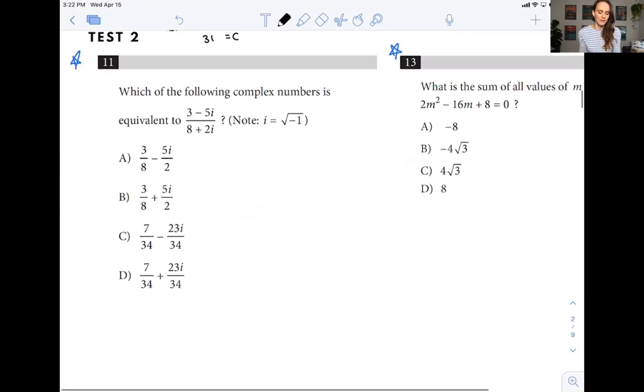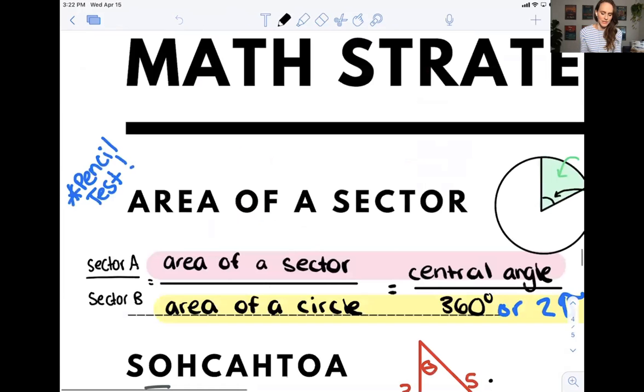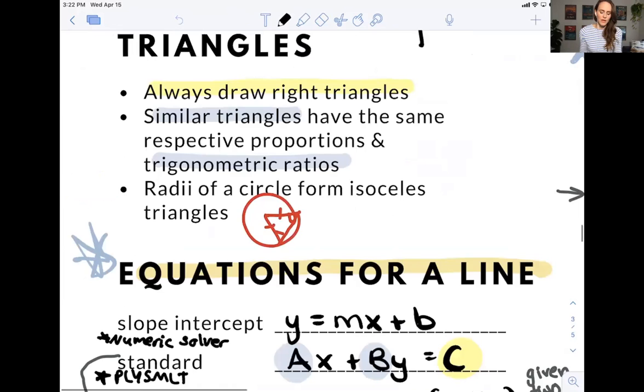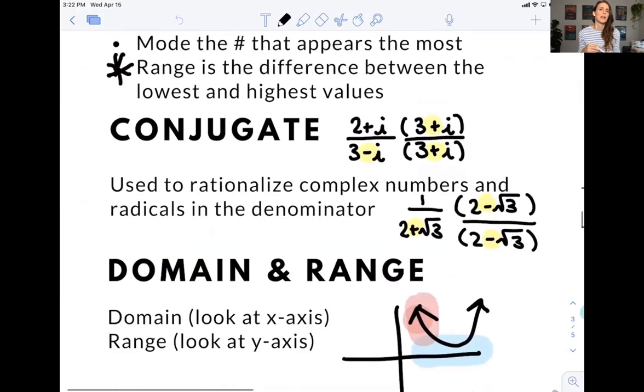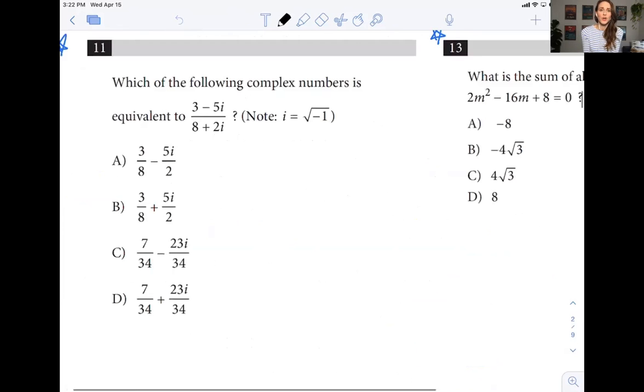So number 11, for this one, we are using the conjugate from the core concepts handout. The conjugate you're going to need to use whenever you see radicals or imaginary numbers in the denominator. So you're going to take what's in the denominator and rewrite the terms, but change the sign. So here we have 8 plus 2i in the denominator. So the conjugate would be 8 minus 2i. Note we just changed the sign.